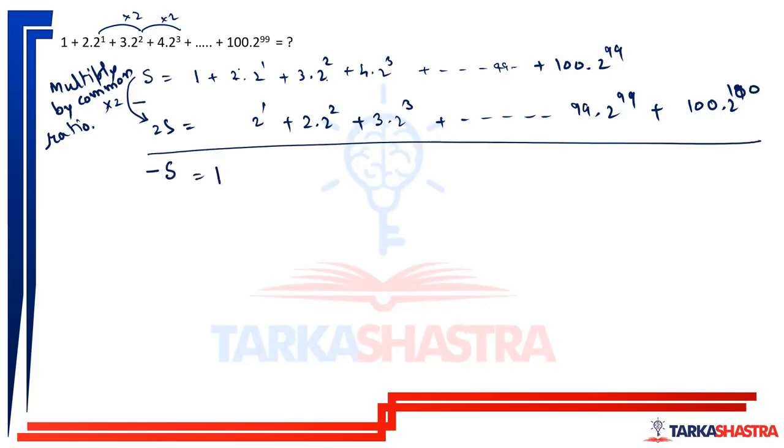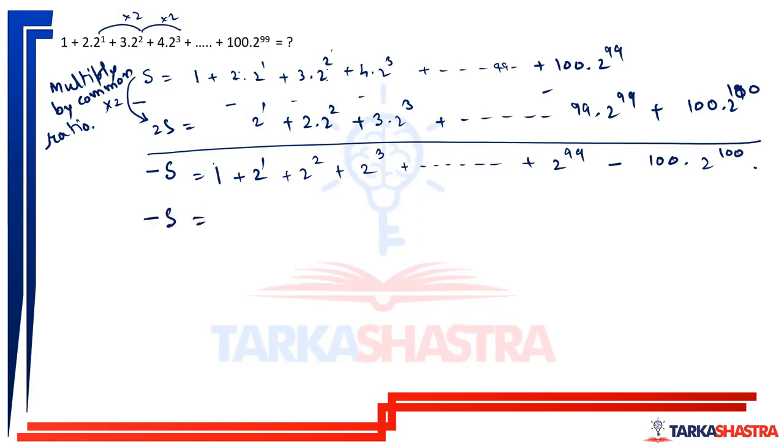This is 1. Now 2 into 2 raised to 1 minus 2 raised to 1 is 2 raised to 1. 3 into 2 raised to 2 minus 2 into 2 raised to 2 is 2 raised to 2. 4 into 2 raised to 3 minus 3 into 2 raised to 3 is 2 raised to 3. Up to 100 into 2 raised to 99 minus 99 into 2 raised to 99 is 2 raised to 99. Minus this term will be there, 100 into 2 raised to 100. Okay. So this is your minus s.